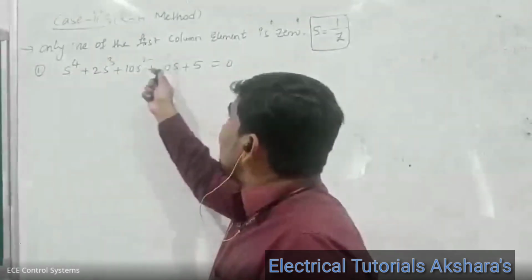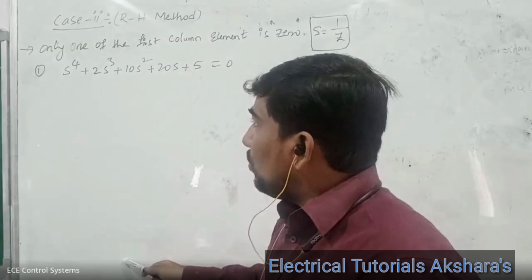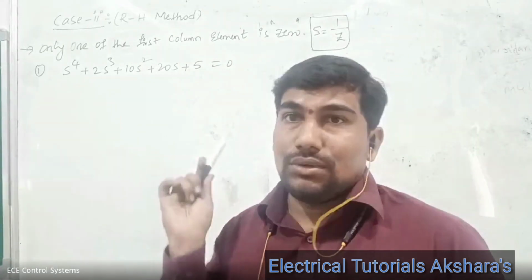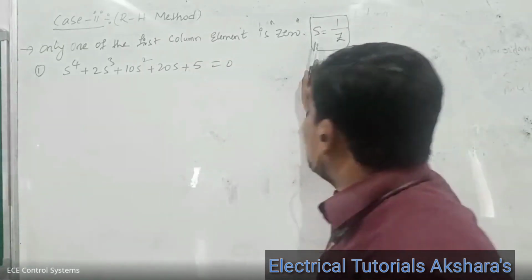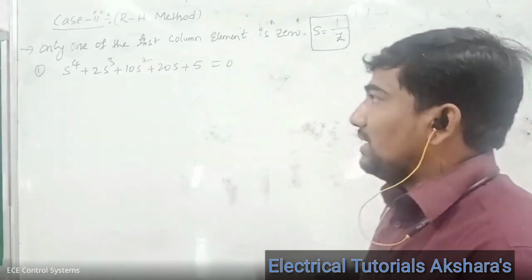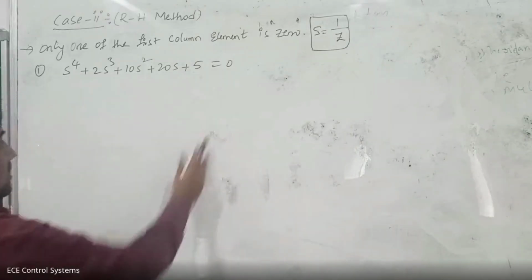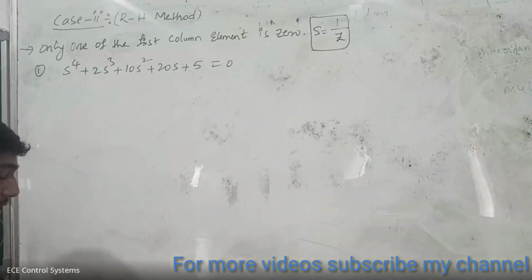Only one of the first column elements is 0. In our first column, only one of the elements is 0. Then you have to take S equal to 1 by Z. This is the method. I'm giving you an equation: S power 4 plus 2S cube plus 10S square plus 20S plus 5. From this equation, we have to solve case number 2.